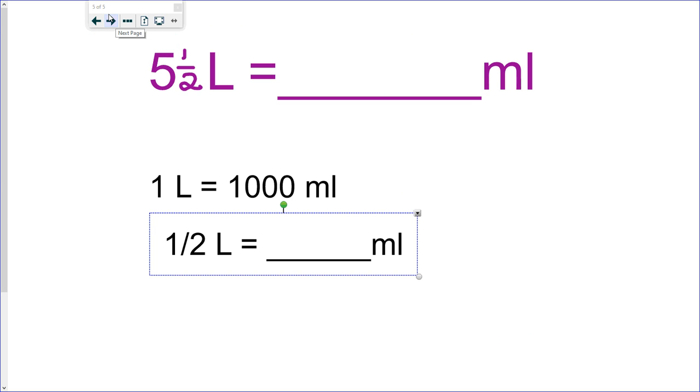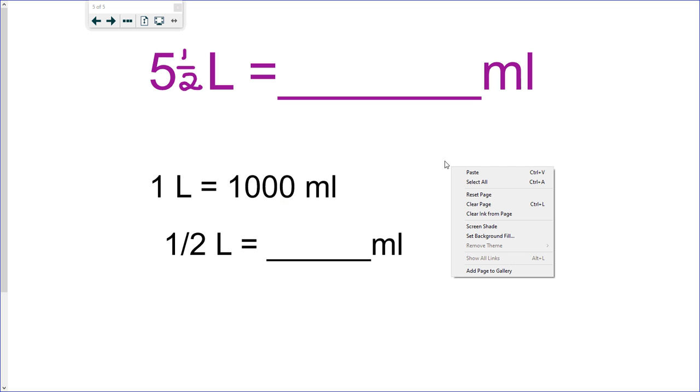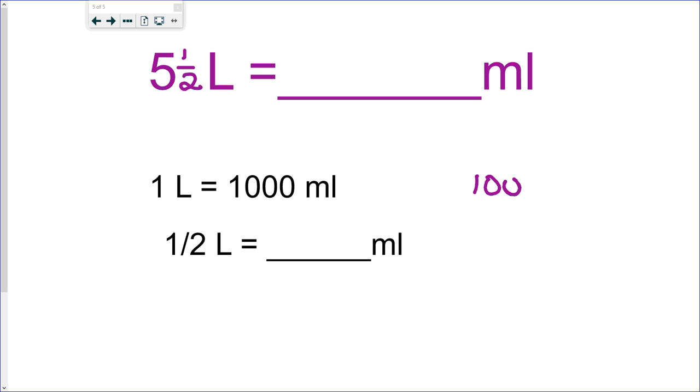In a different situation, if I had 5.5 liters equals how many milliliters, well, now I've got this half thing going on. So I have to figure out how much is a half a liter in milliliters. If I have 1/2, we know that when we take a number like 1,000 here, and we have half of it, we're going to divide it by 2, by the denominator. And when we do that, we're going to come out with 500. So we have 500 milliliters in 1/2 of a liter.